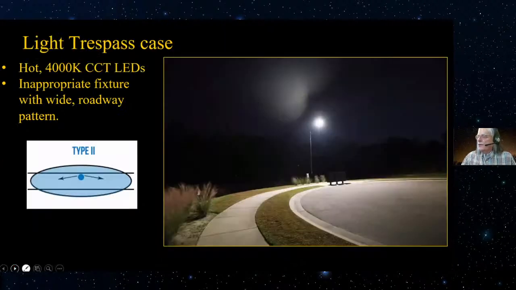So this is the fixture that they had Duke Power put in, a regular roadway fixture, a hot 4,000 Kelvin CCT, correlated color temperature, LED, an inappropriate beam pattern that spread into the neighborhood and the neighbors, and in addition to that, overlighting the mailboxes.